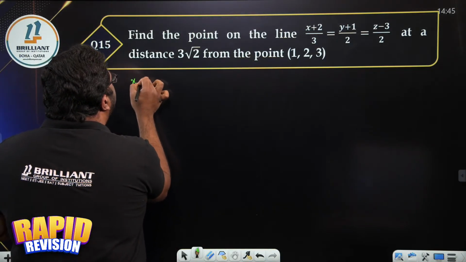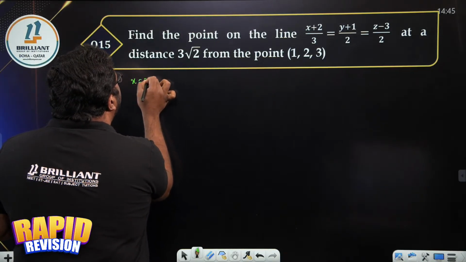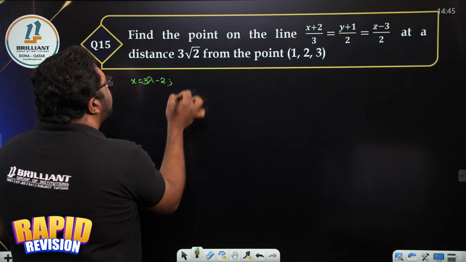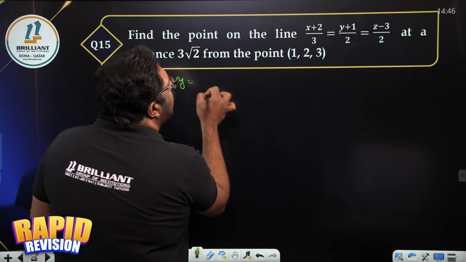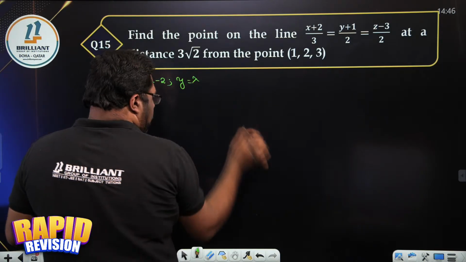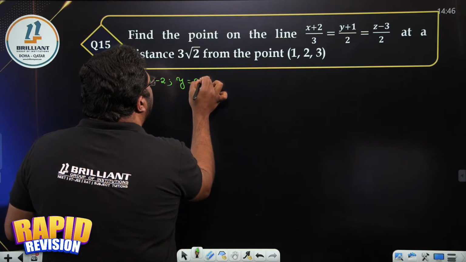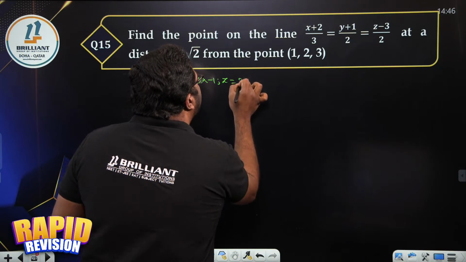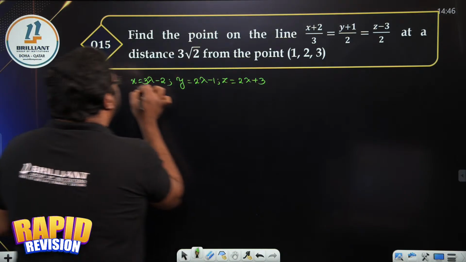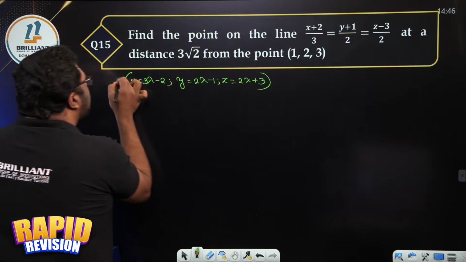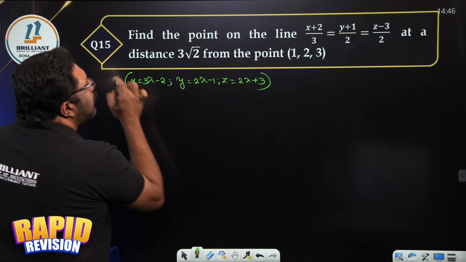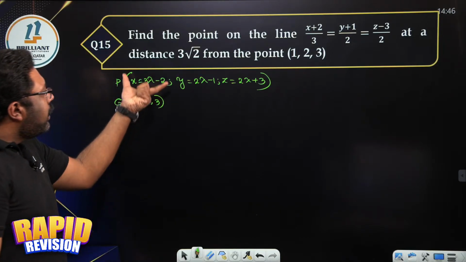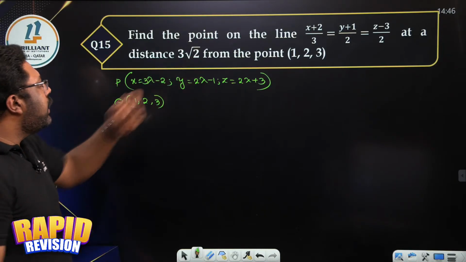So let's say that point is x equal to 3 lambda minus 2, y equal to 2 lambda minus 1, z equal to 2 lambda plus 3. This is the first point given to us. The second point is (1, 2, 3). They are saying that the distance between these 2 points is 3 root 2.